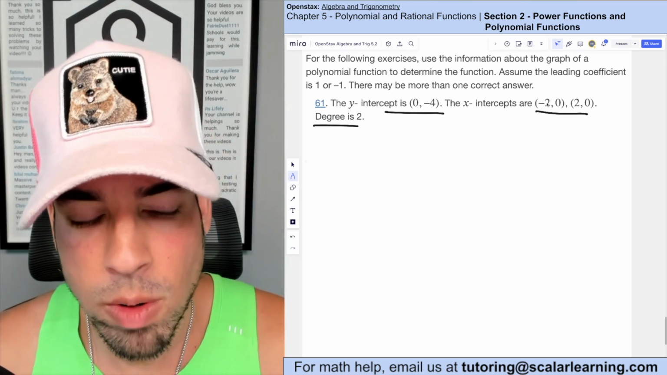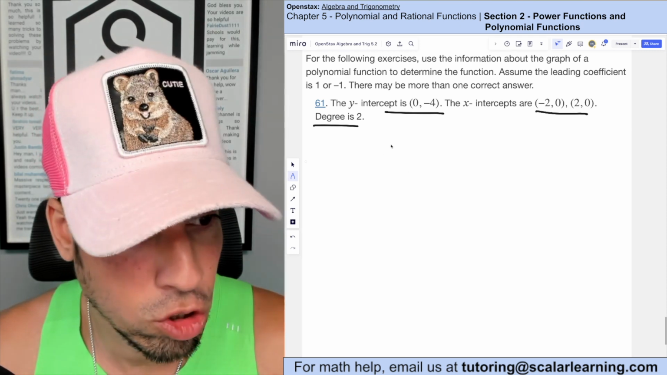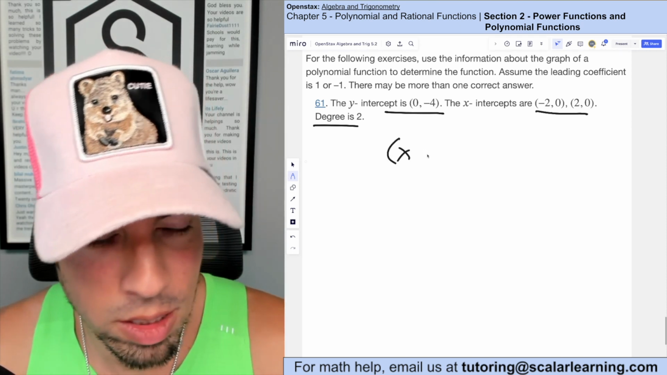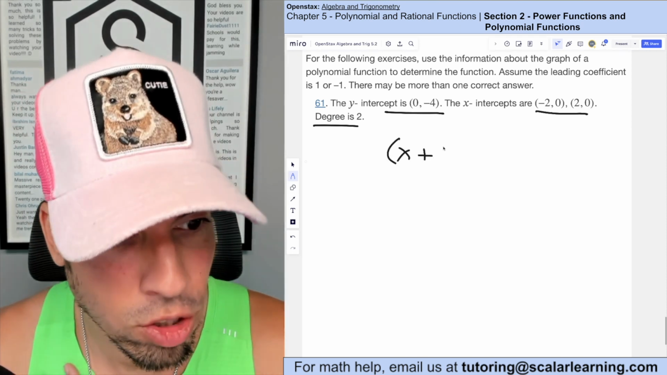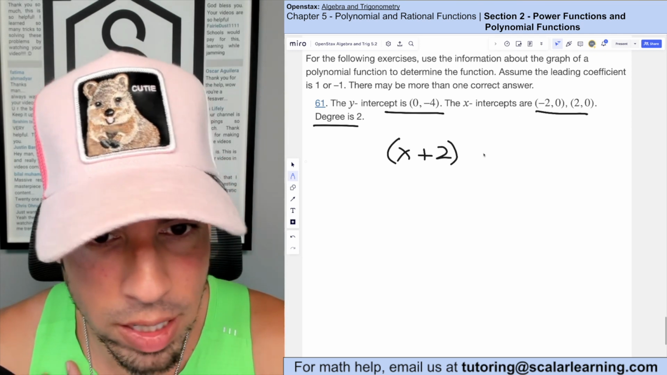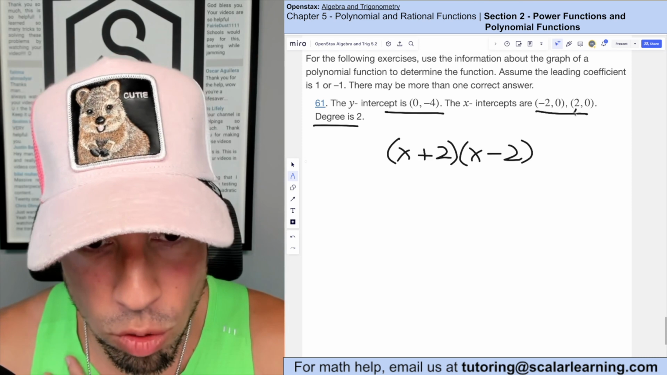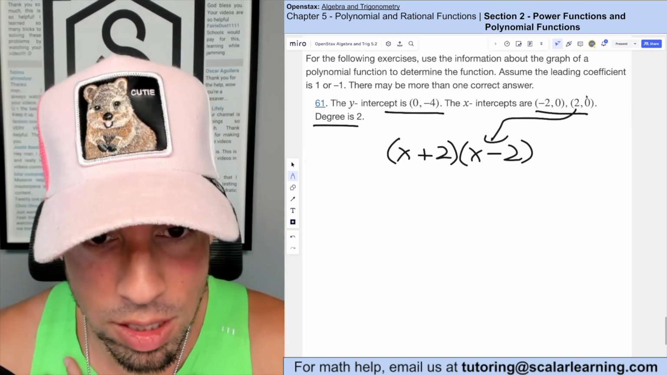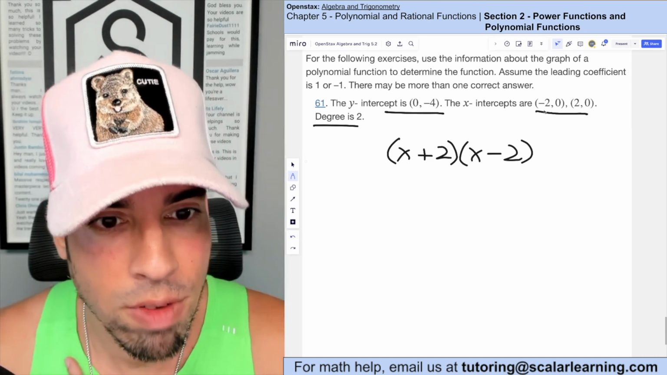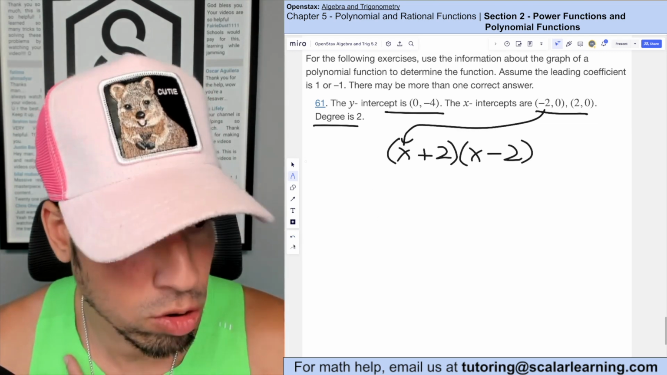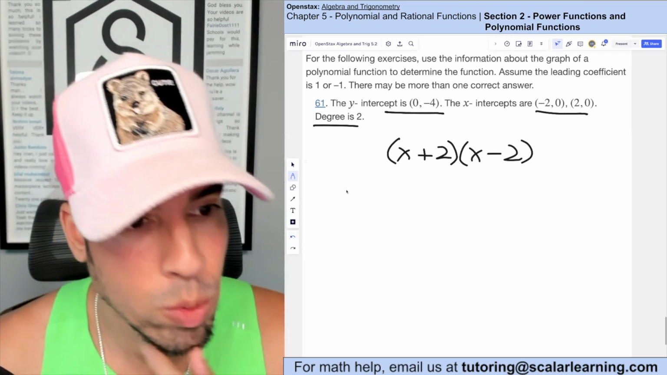So first of all, I know if the x-intercepts are -2 and 2, I imagine in factored form, it's going to be x plus 2, that gives me that 0 of -2, and then x minus 2, which gives me that 0 of 2, right? If I plug in 2 here, it's going to get 0, which we want. And if I plug in -2 here, we're going to get 0. Everything's going to 0 out, which we want as well.